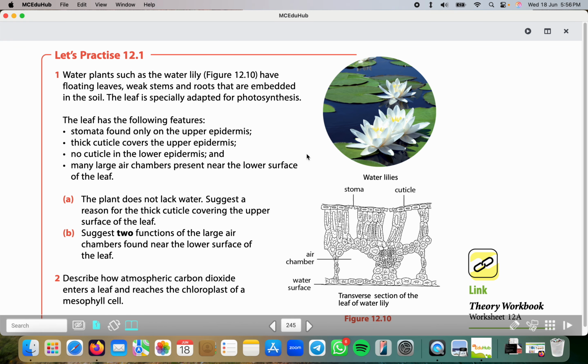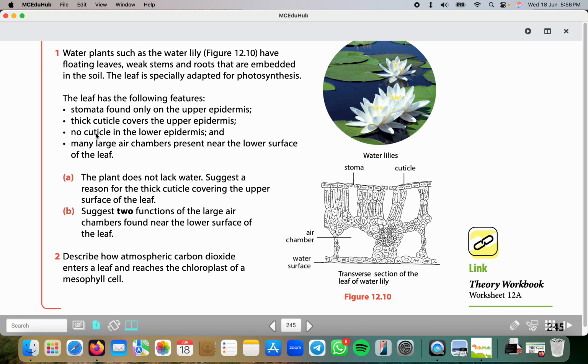Okay, let's talk about aquatic plants, or the water lily. For the water lily, it's actually quite interesting because previously I told you that maybe 90 to 99% of the stomata will be found at the lower epidermis. But for this water lily, it's different. Why is that the case? Firstly, the stomata are found only on the upper epidermis of the water lily. There's going to be a thick cuticle that covers the upper epidermis and no cuticle at the lower epidermis. And there are many large air chambers present near the lower surface of the leaf.